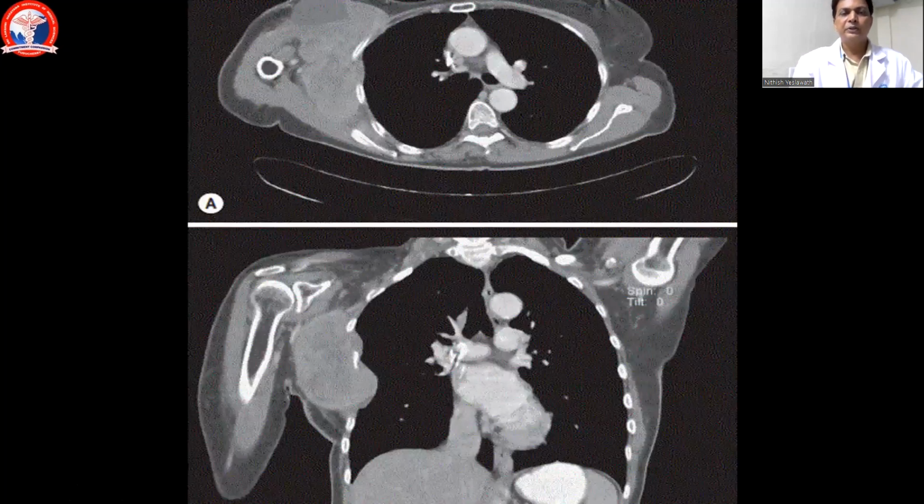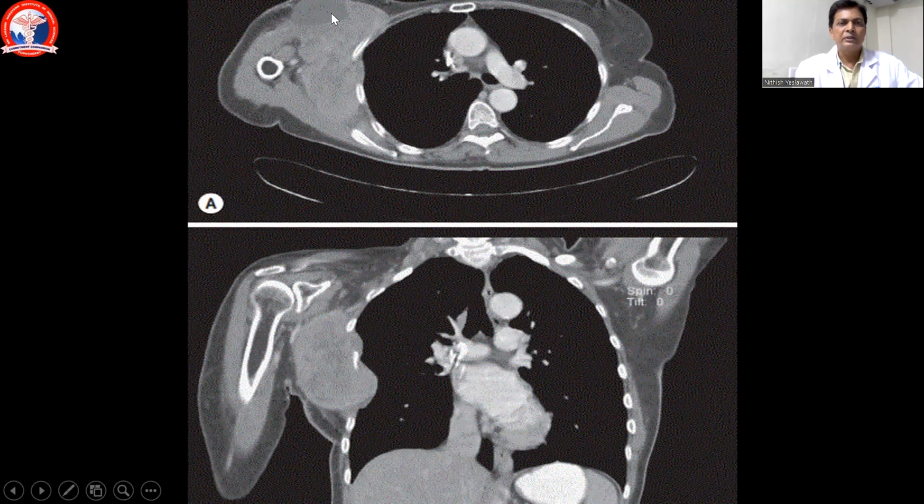This is a CT scan image. The upper one is an axial cut. It's a contrast image, first one. And the second one, the lower one, is also a contrast enhanced image. But the lower one is a reformation in a coronal plane. Upper one is axial plane. What we are seeing here is the right side chest wall.